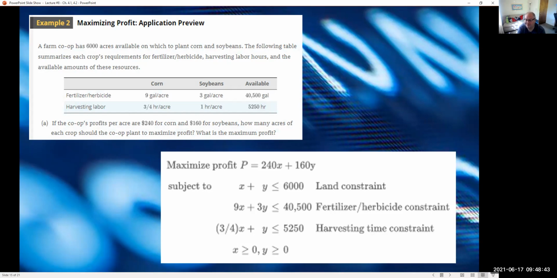That's your first constraint. The second constraint is that if X is the number of acres for corn and Y is the number of acres for soybeans, then 9X plus 3Y has to be less than or equal to 40,500 because I only have so much fertilizer and herbicide in the shed.